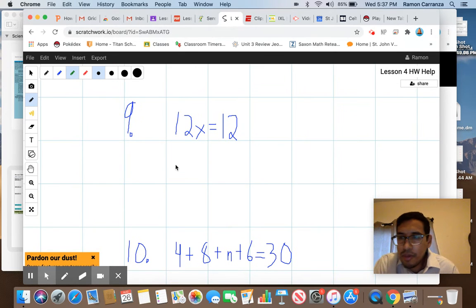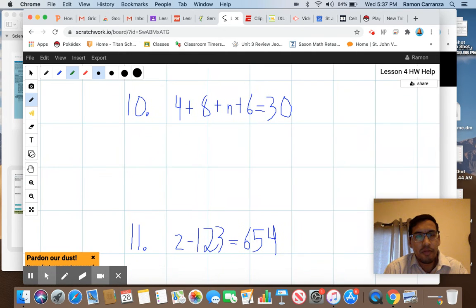For number 9, we're being asked to solve for x. 12x equals 12. So we have to identify our operation first, which we know is multiplication. Anytime a number is next to a variable, it's just multiplication. Identify the inverse operation, which we know is division. And then you're going to divide both sides by the number given, which is 12. And then you simplify.